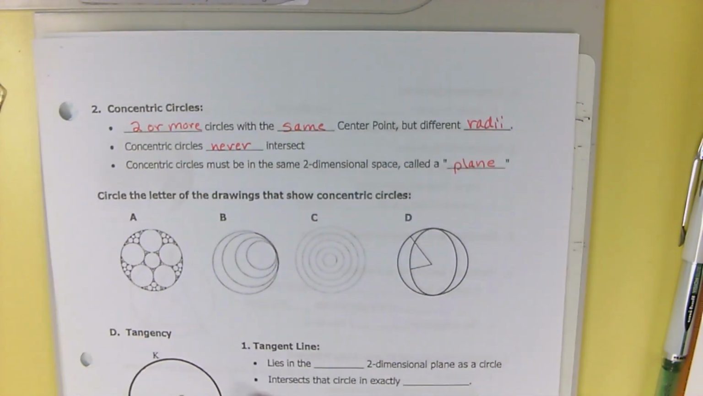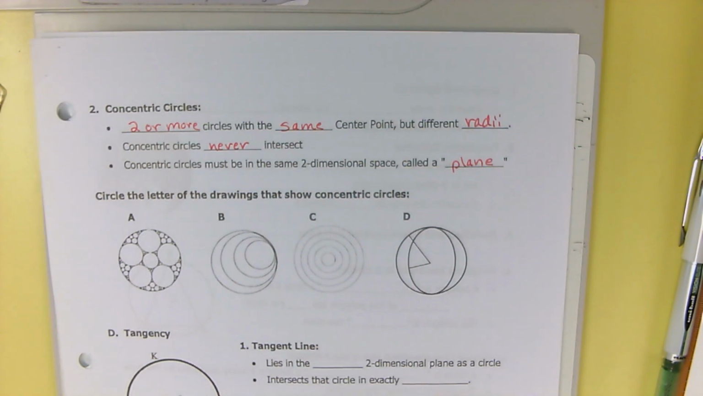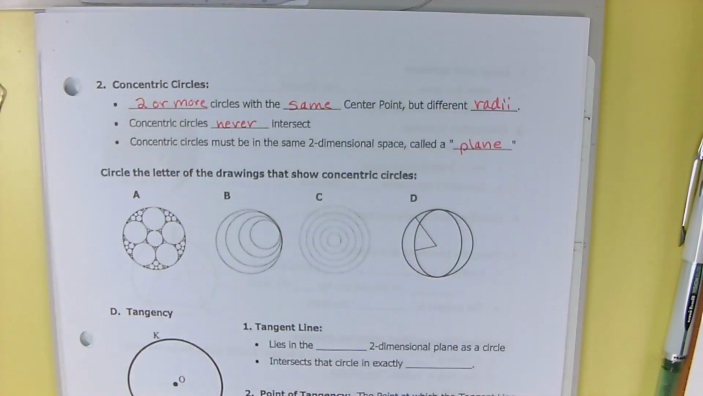All right, circle the letters of the drawings that show concentric circles. Go ahead and do that. Use a pencil. Which of those show concentric circles by the definition?